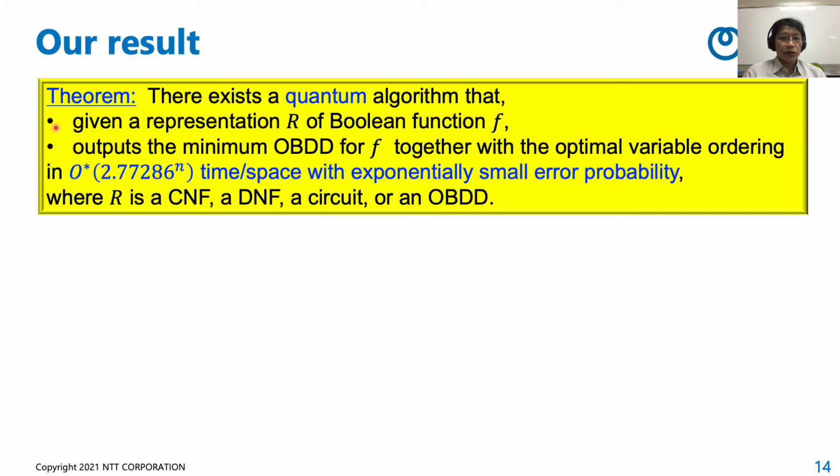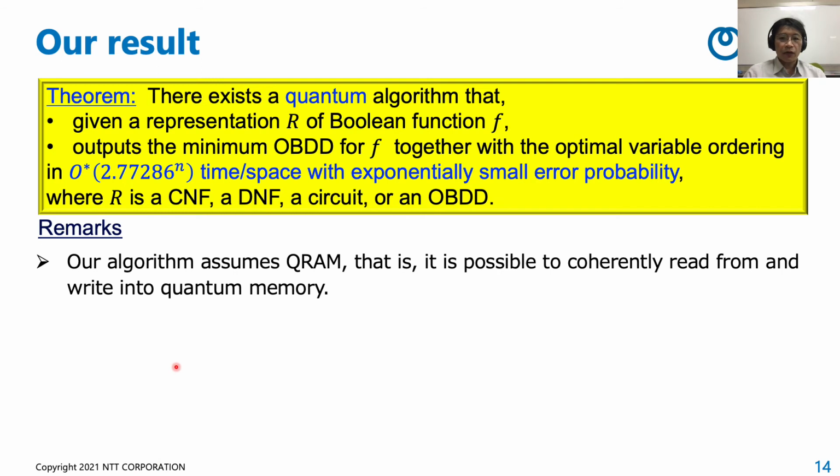That is, there exists a quantum algorithm that, given representation R of Boolean function f, outputs the minimum OBDD for f together with optimal variable ordering in this time and space bound with exponentially small error probability, where R is a CNF or DNF circuit or OBDD.